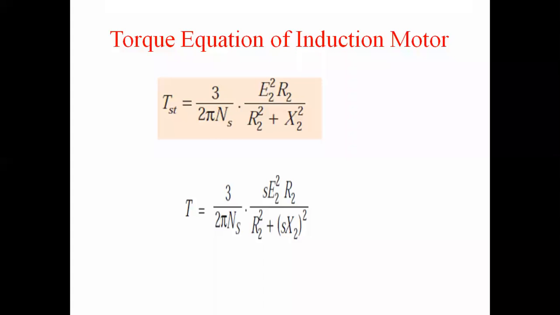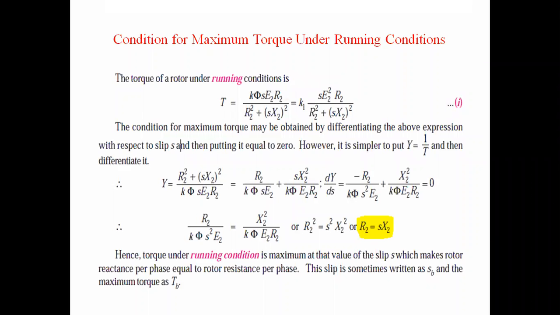Similarly, by using this formula we can find the torque of the induction motor at running conditions. T equals K phi S E2 into R2 divided by R2 square plus S X2 square. I am simply introducing the value of slip for running conditions. So T equals K phi S E2 R2 divided by R2 square plus S X2 square, which equals K1 S E2 square R2 divided by R2 square plus S X2 square.